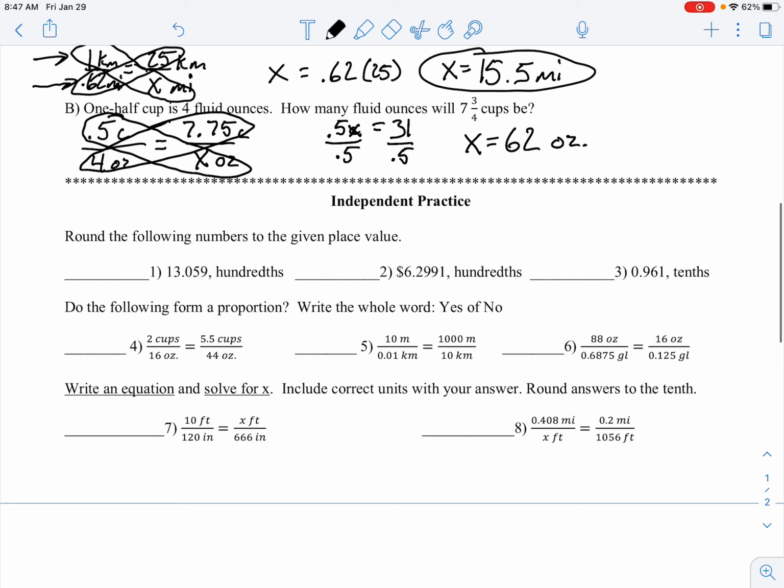Alrighty, so go ahead and take care of your independent practice. After that, there is an IXL to get done, and then you are free for the day.